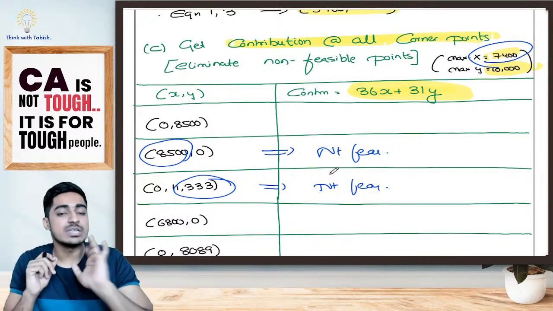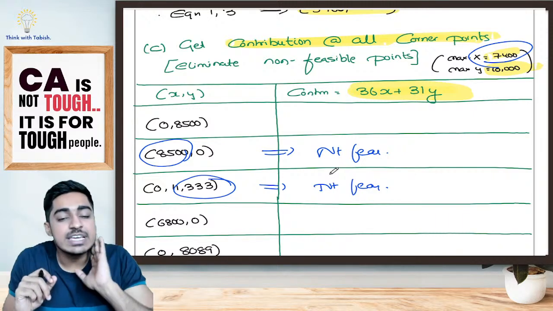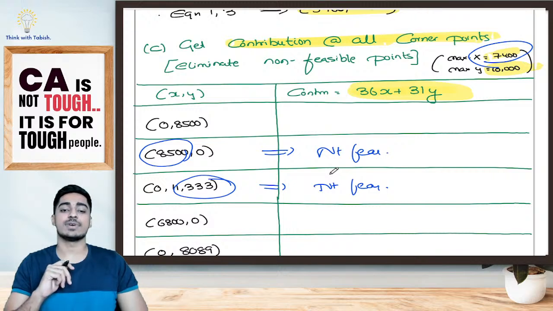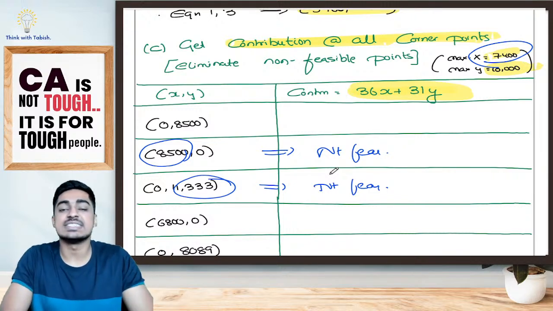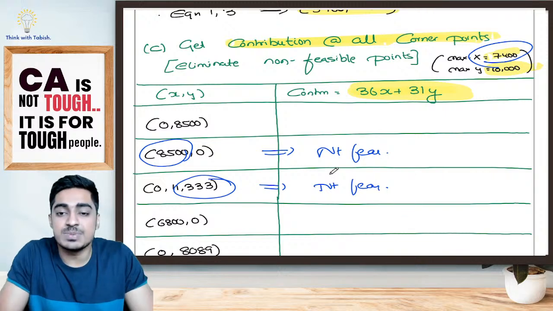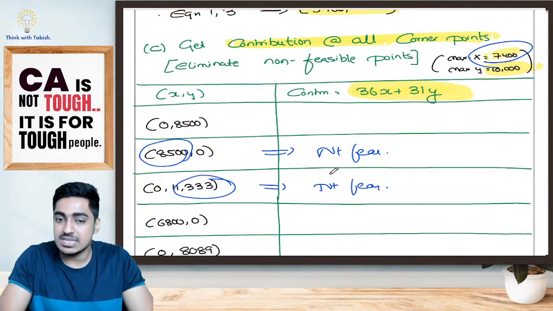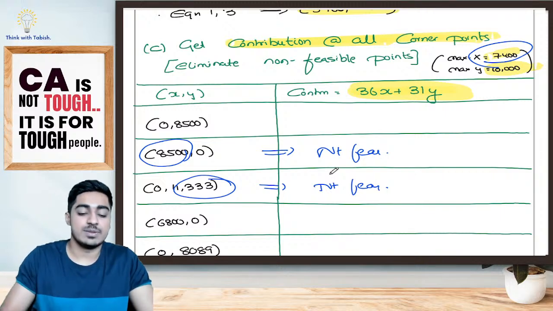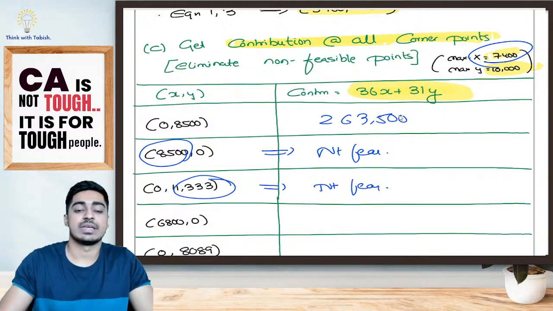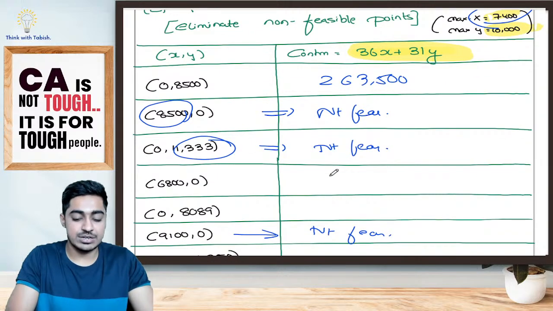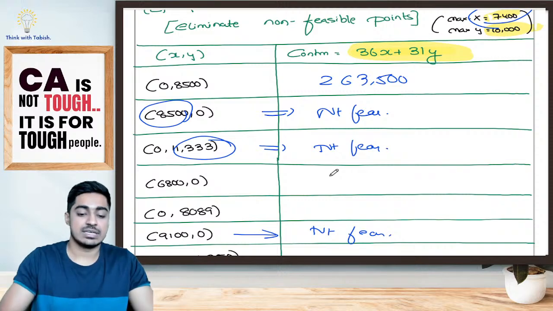What is the first option? Yes, we sell 0 units of X, 8,500 units of Y. If we do this, how much contribution do we get? Look at this. By selling X, we get 36 rupees. By selling Y, we get 31 rupees. We are selling 0 units of X, so it is 36 into 0 and 31 into 8,500. So how much will we get, students? We'll be getting 2,63,500.